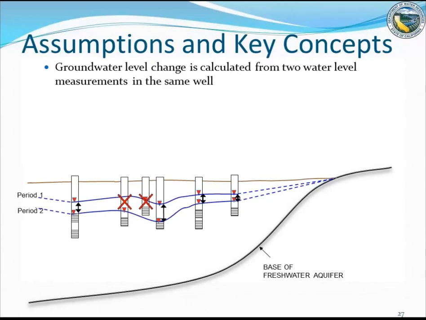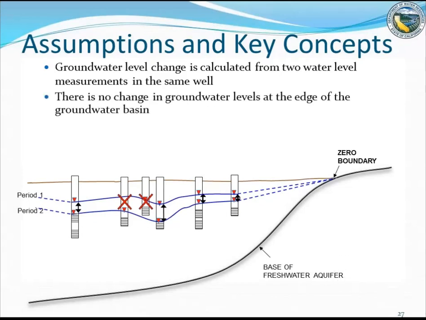So the next 2 assumptions or key concepts are related to boundaries and areas that are necessary to estimate the change in storage. There's an assumption that states there is no groundwater level change at the edge of a groundwater basin. So for example, we see here the edge of our groundwater basin, and we're assuming that the groundwater levels do not change at this point. So we're calling this our zero boundary to indicate there's zero change at the edge of a basin.